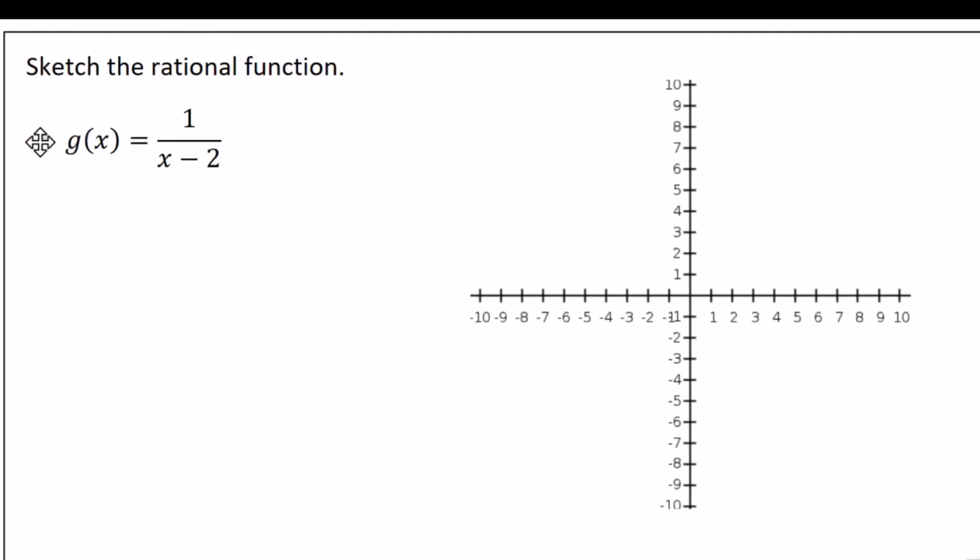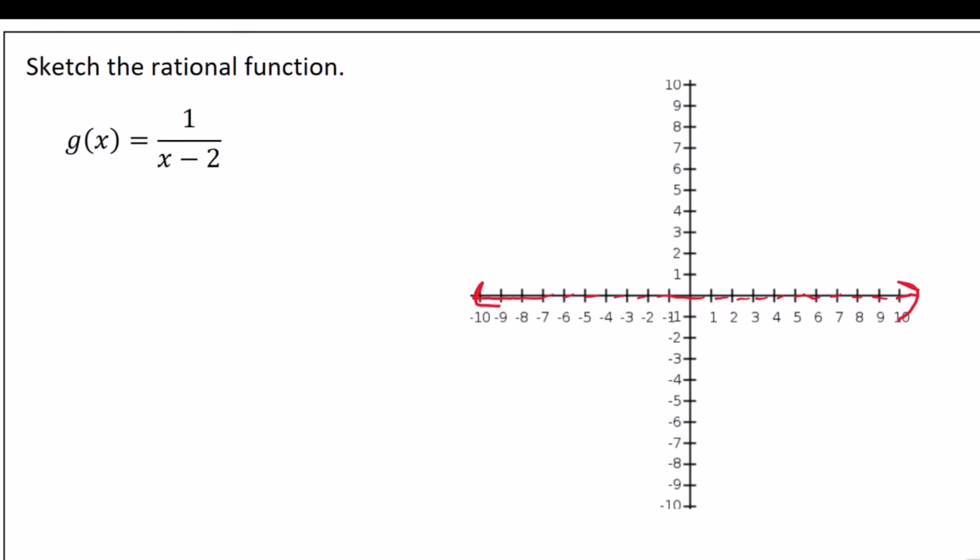So now let's take a look at g of x. g of x doesn't have anything happening out here. We're not adding, we're not subtracting, so we're going to keep that horizontal asymptote going right through y equals 0. It's going to be right on top of the x-axis.